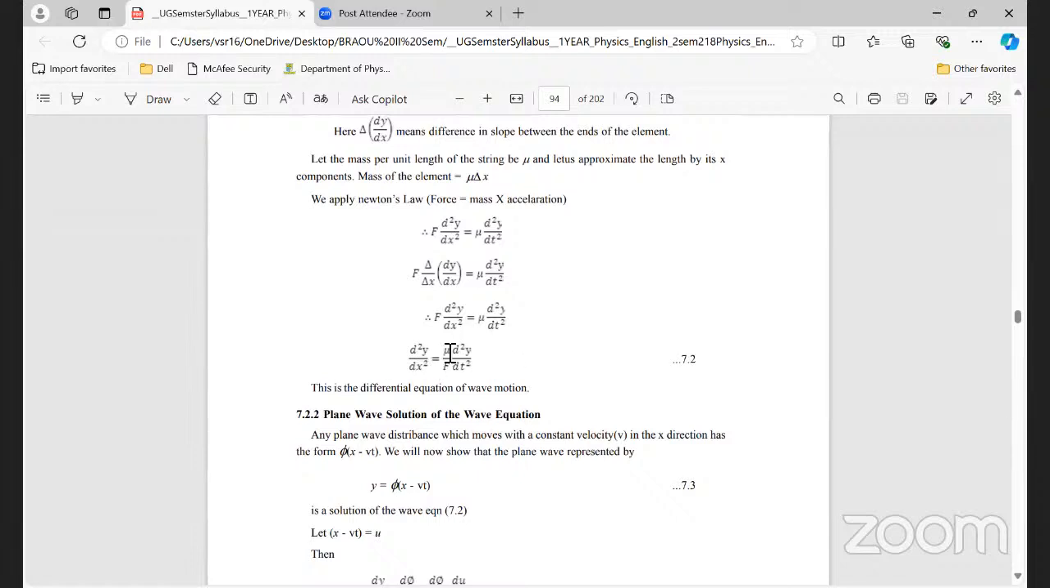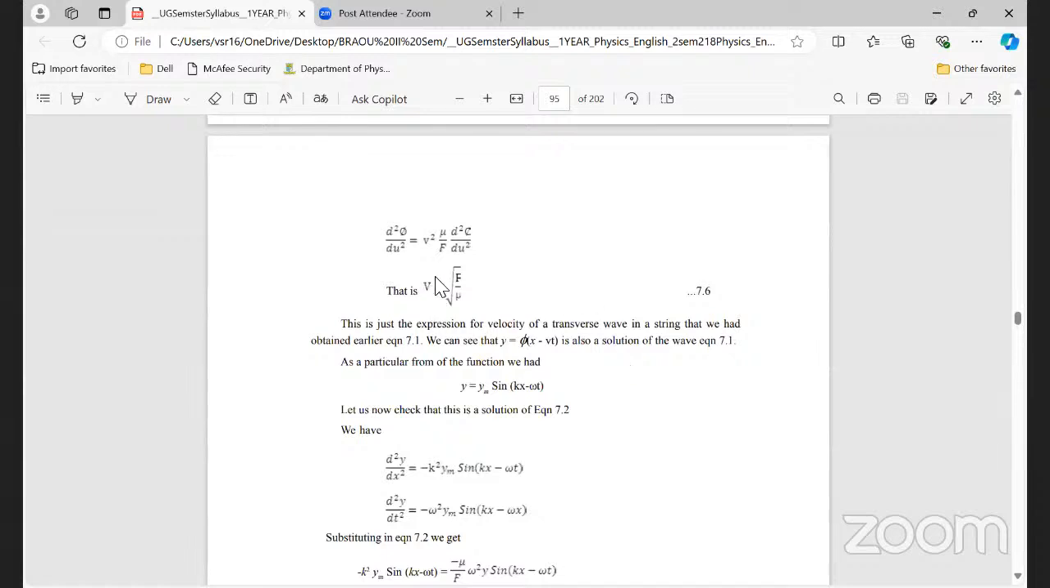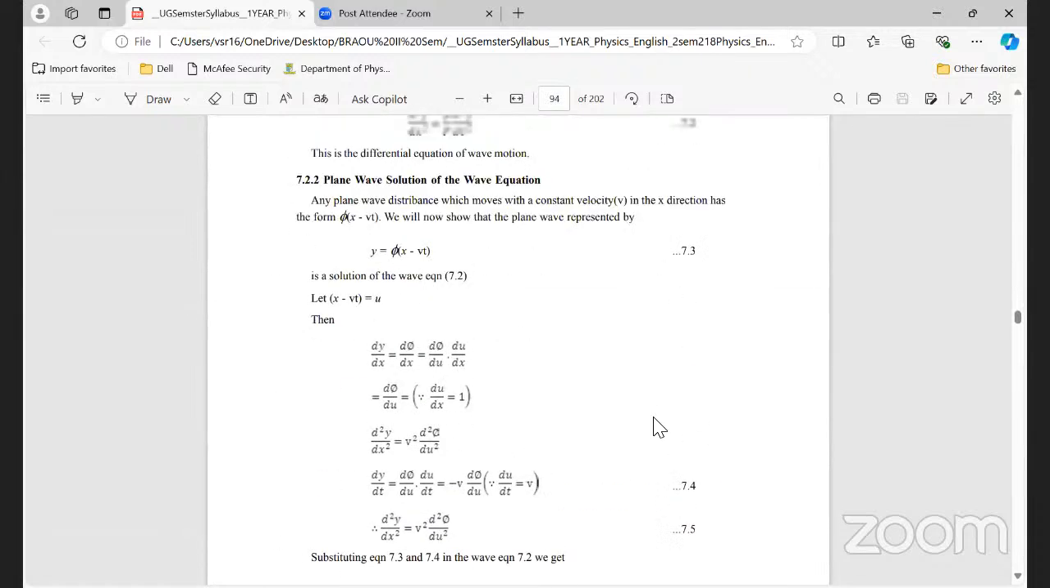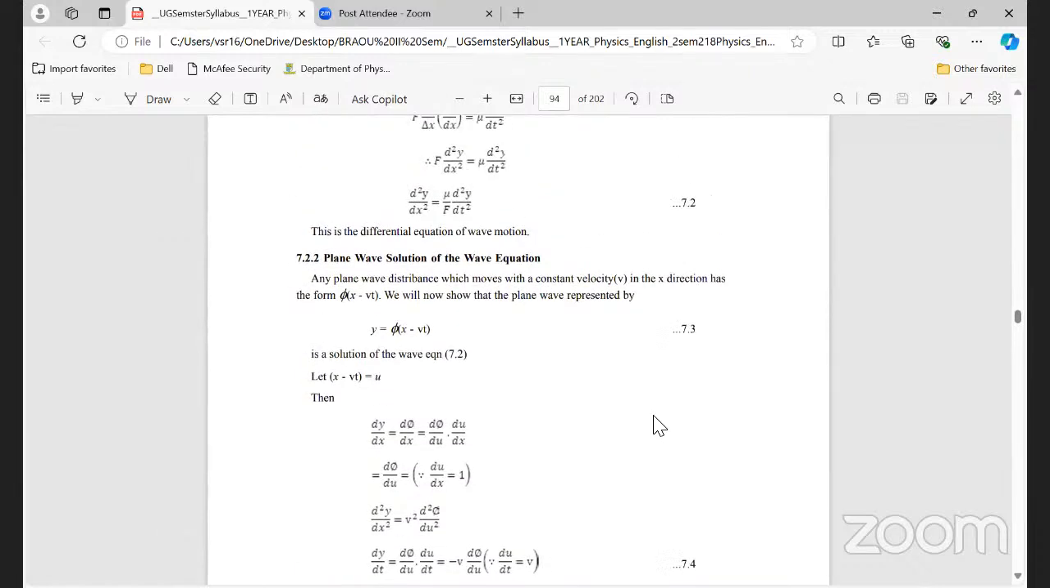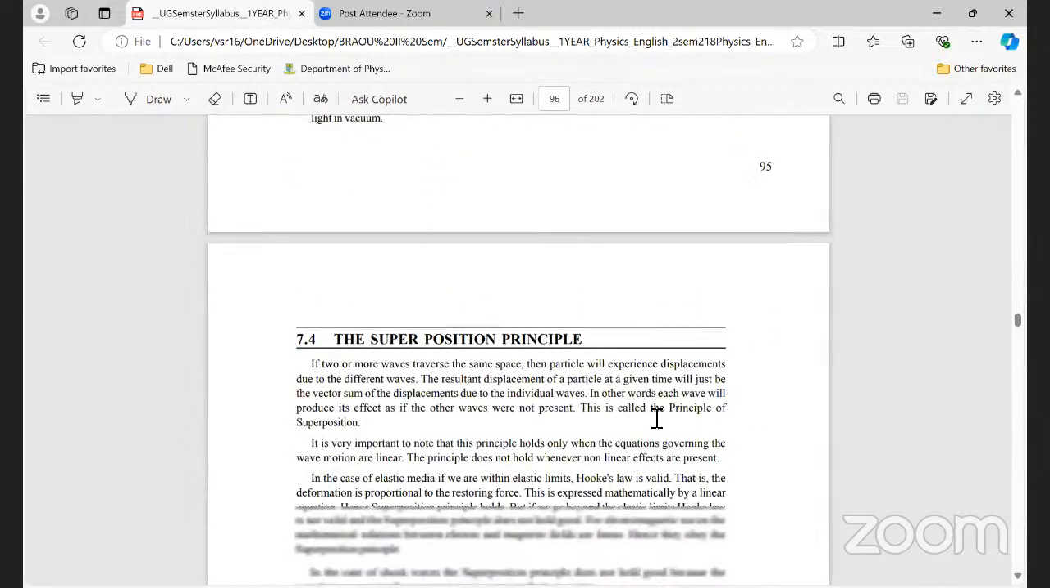So we are equating all these terms, and mu by F is nothing but 1 by v square. This is the general equation: v equals square root of F by mu. Like that, you have to derive the differential form, and if you want to calculate the velocity of a transverse wave, you have to follow this calculation. This is about only the transverse wave.